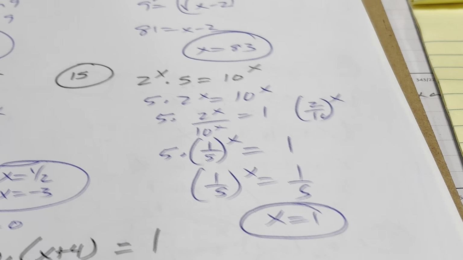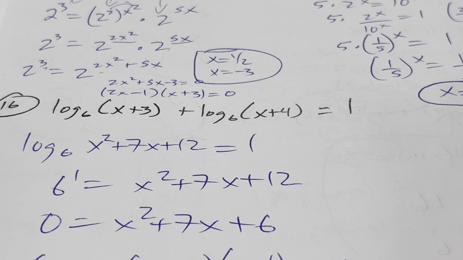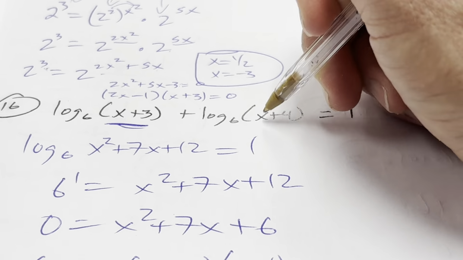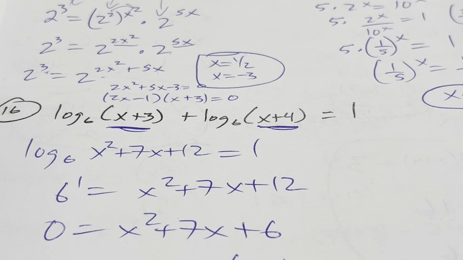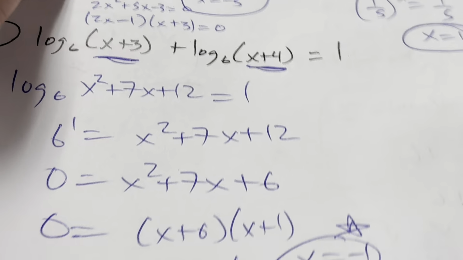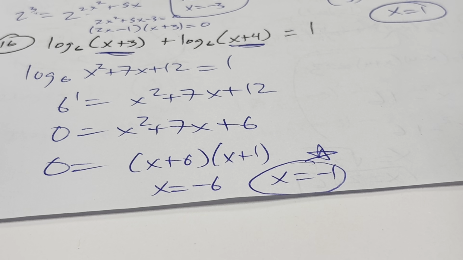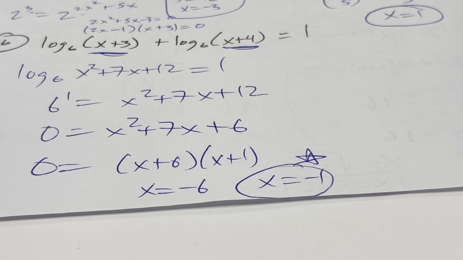Okay, then we have 16. Log base 6 of x plus 3 plus log base 6 of x plus 4 equals 1. In the log world, addition means multiplication, so I'm going to FOIL those together. X plus 3 times x plus 4, that's x squared plus 7x plus 12. 6 to the first is equal to x squared plus 7x plus 12. We're going to subtract 6 from both sides. We're going to get 0 is equal to x squared plus 7x plus 6. 1 multiplies to 6 and adds to 7. 6 and 1. So x equals negative 6 and x equals negative 1.